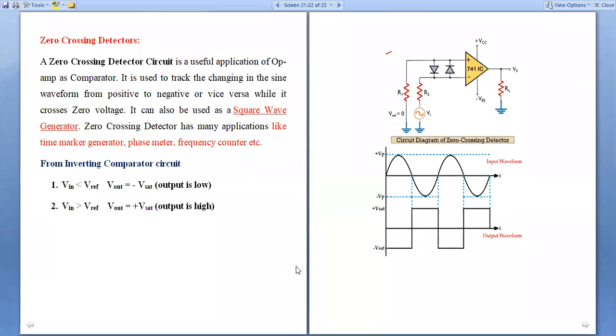So if we see the circuit construction, the input voltage is connected to the negative terminal and the reference voltage is connected to the non-inverting terminal. This is nothing but an inverting comparator. R1 is the input resistance of the inverting terminal, and Ri is the reference resistance. Here the reference voltage is zero, that means we apply 0 volts as the reference voltage. That's why it is a zero crossing detector.